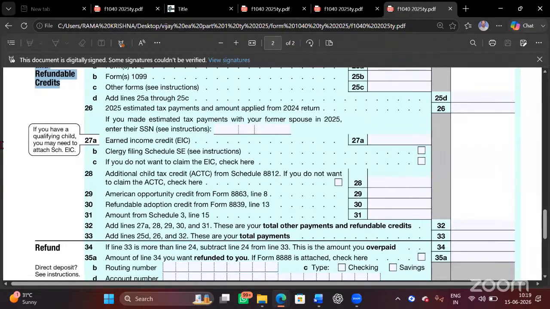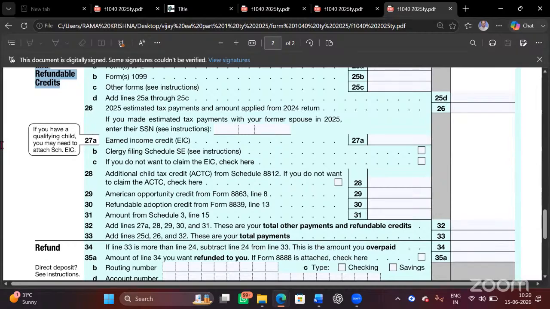You can see earned income tax credit EIC 27A, 27B, clergy filing schedule, some more kinds of credit. 28, additional child tax credit. Suppose you have one child, some credit will be given. If you have 2 children, definitely the credit or benefit will be more. What is the meaning of a child? How much credit will be given for each child? That criteria will be covered separately in a subsequent chapter. To understand that concept, we have to study schedule number 3.